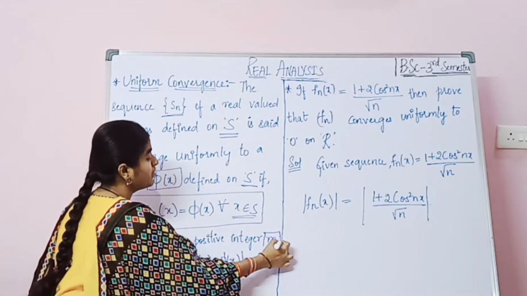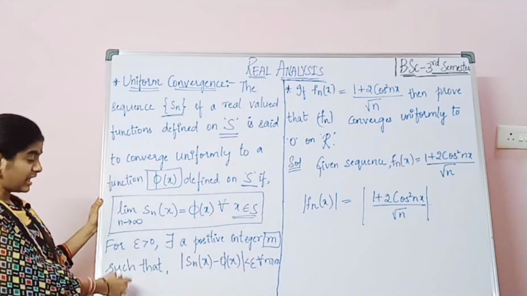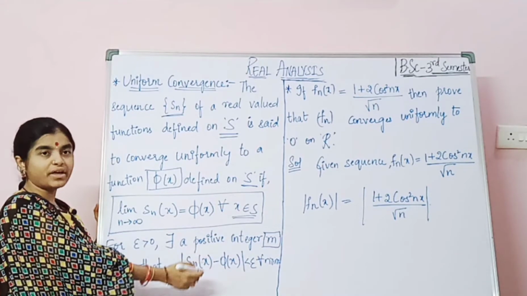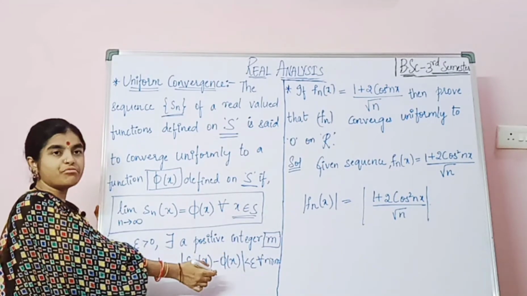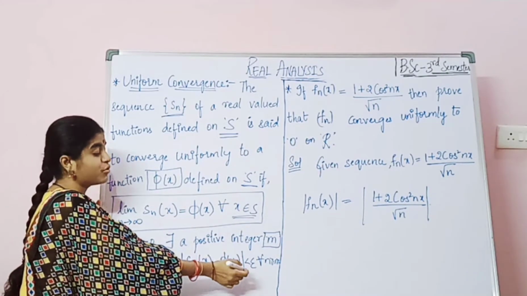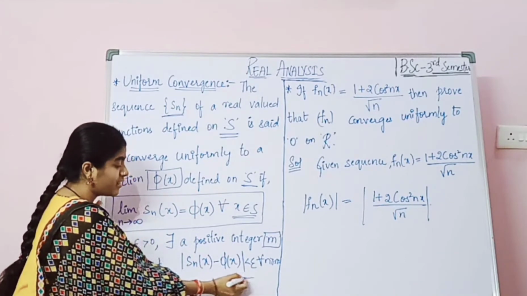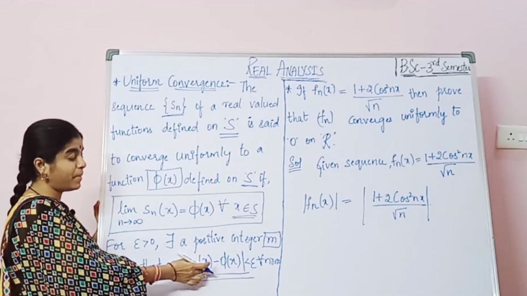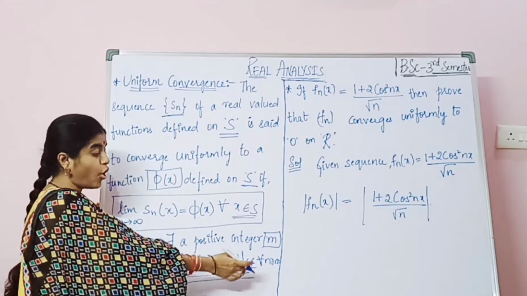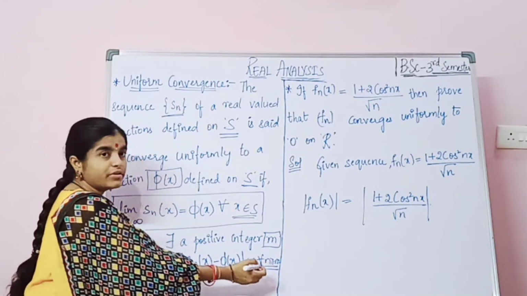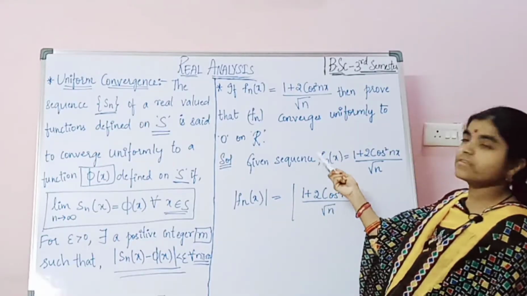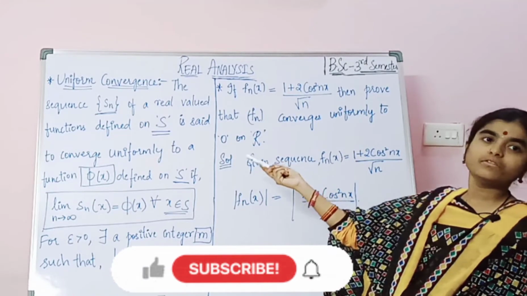What is the positive integer here? M, such that mod Sn of x minus phi of x is less than epsilon for all n greater than or equal to m. Now let us discuss a few example problems based on uniform convergence.